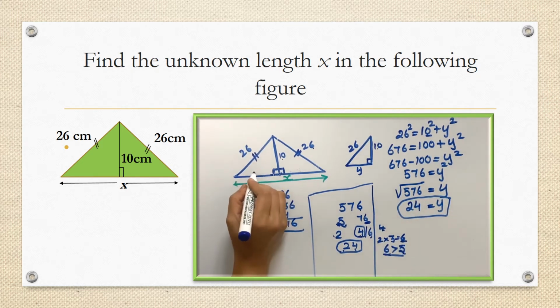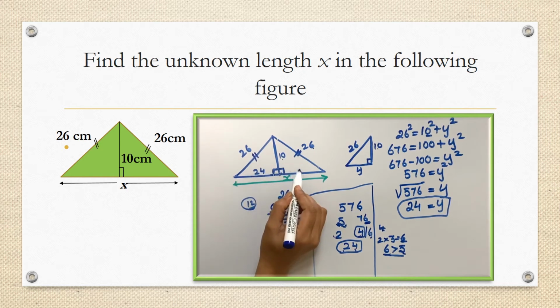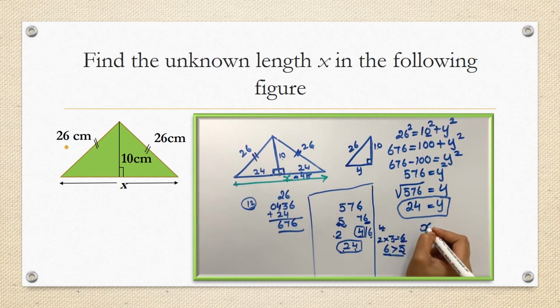From here it's 24. So this will also be 24. Then x is 24 plus 24, 48. So x is 48 centimeter.